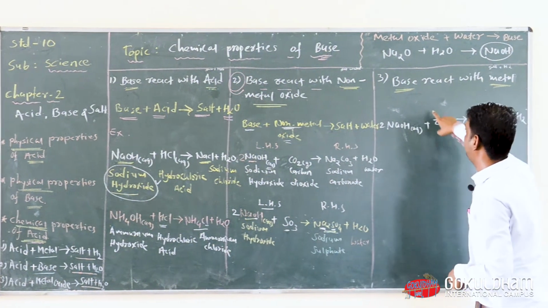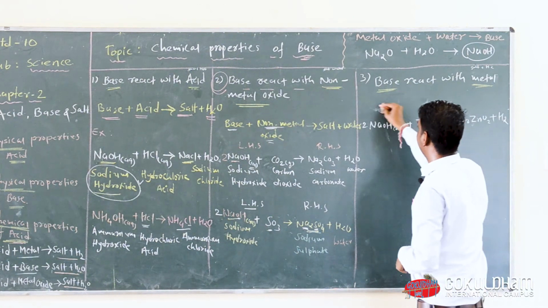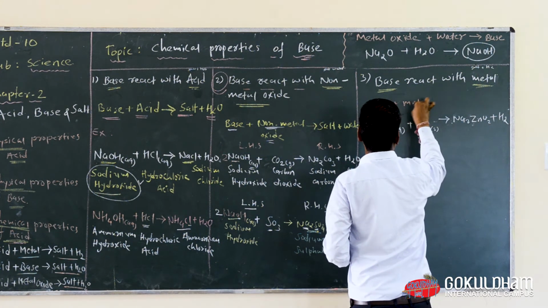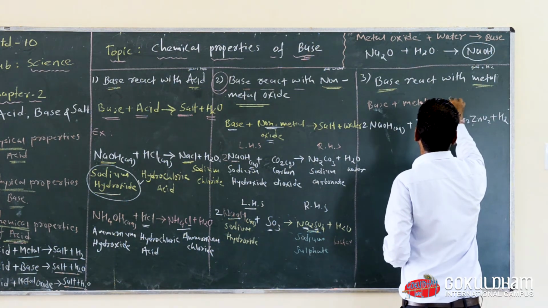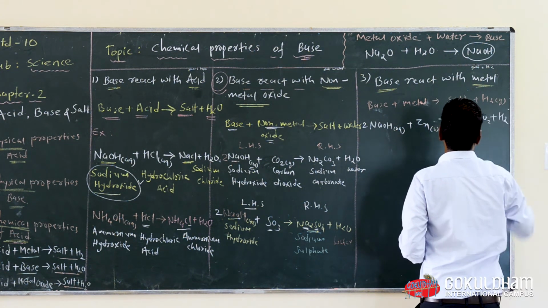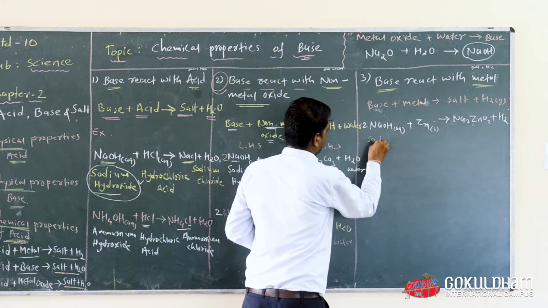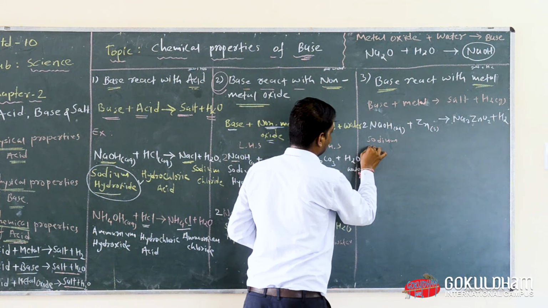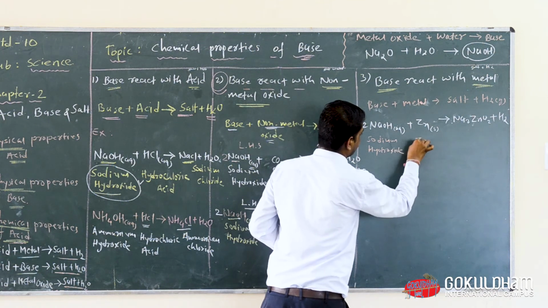Now, last and final chemical property of base. When a base reacts with metal, we get salt plus dihydrogen gas. Salt plus dihydrogen gas. So when NaOH, the aqueous solution of NaOH, sodium hydroxide, reacts with this one, known as zinc metal.